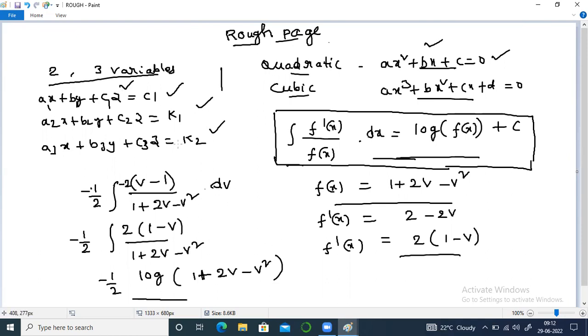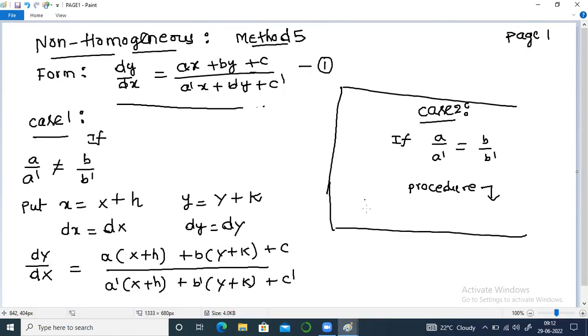So in the next session we will see the non-homogeneous equation of the form I mentioned in page 1, where a by a dash is equal to b by b dash, and how to solve it. That will be method 6. So that we will see in the next session.